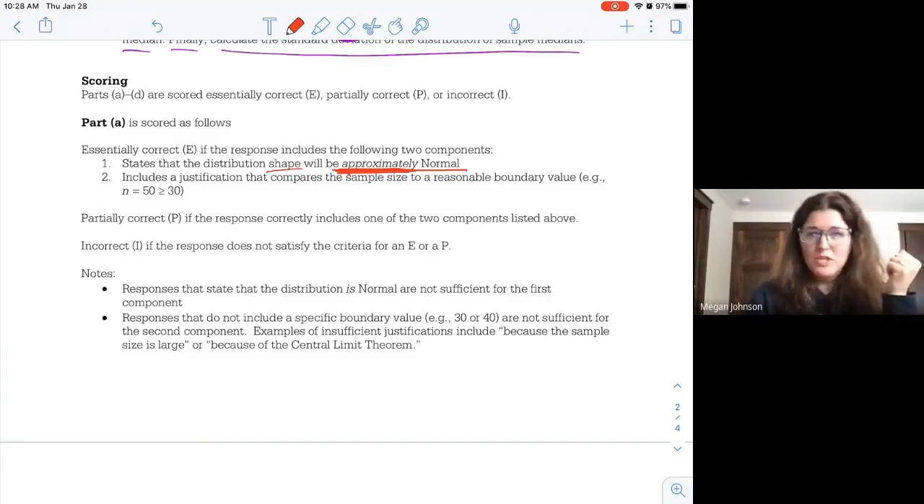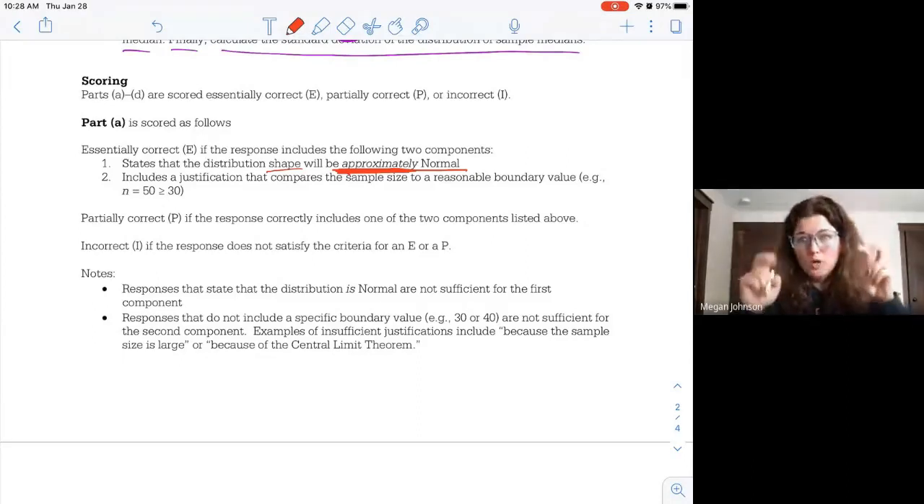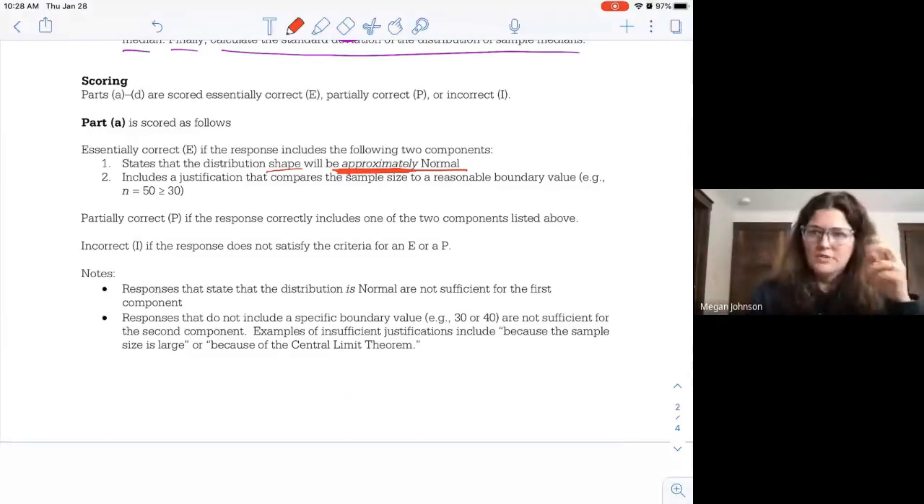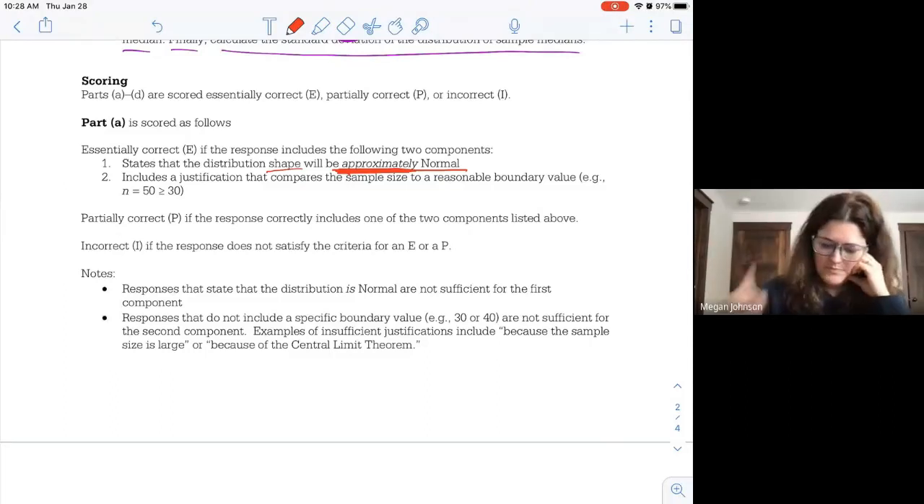Okay, especially when you go from a parent population to a sampling distribution. This is not the whole population. So it's hard to call a sampling distribution normal when it's their samples. They're samples, so they're all different. It's never a perfect normal distribution. Okay, anyways, so approximately normal is important.